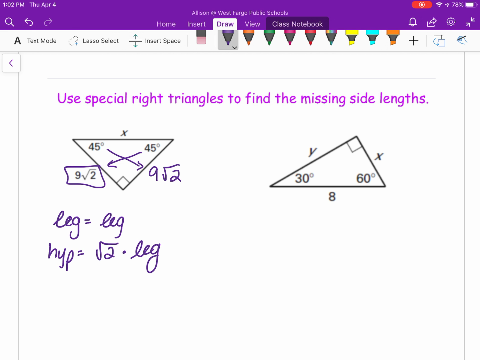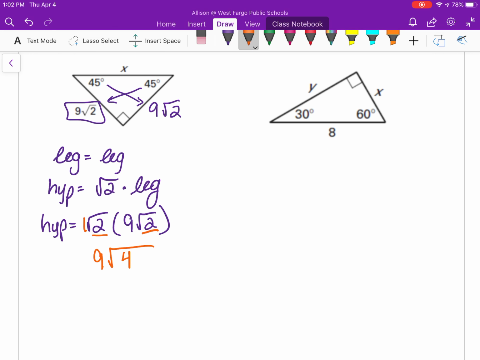They're always equal. And then my hypotenuse will equal the square root of 2 times my leg, which was 9 square roots of 2. So then I can multiply this together. When you multiply with roots, you multiply the coefficients on the outside. So this is 1 times 9, which is 9. And then you multiply what's on the inside together. 2 times 2 is 4. So that's 9 times the square root of 4. And the square root of 4 is 2. So 9 times 2 is 18. So that tells me my hypotenuse is 18.